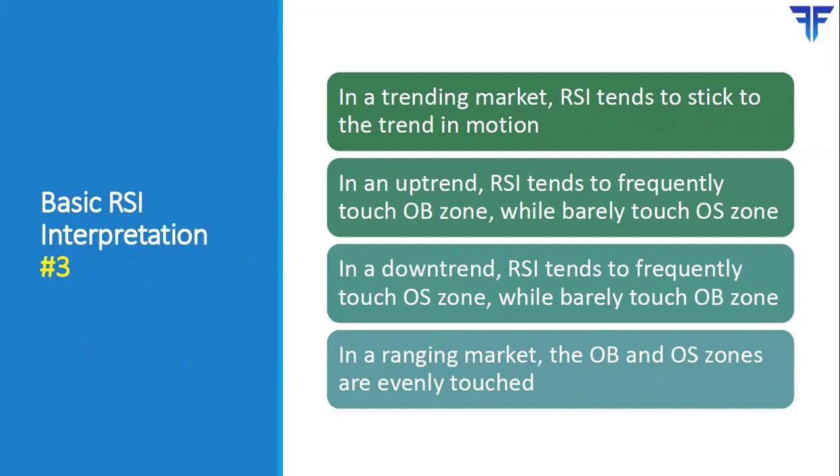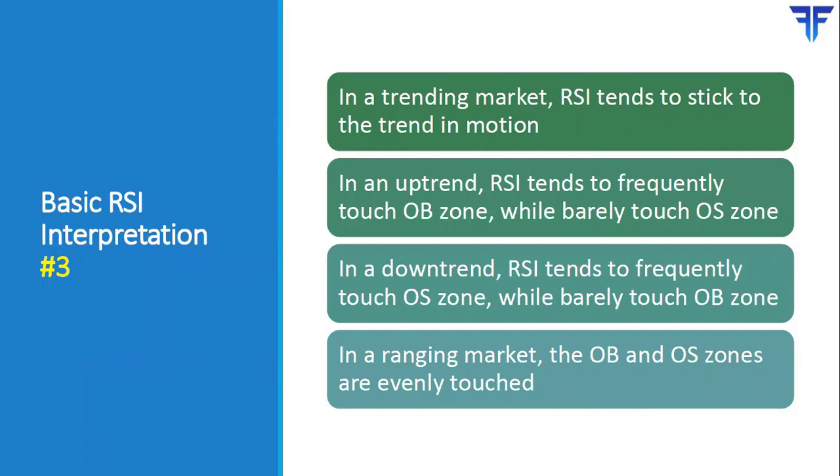So when the market is consolidating, when there is no clear trend that is evident, you will notice that the overbought and oversold zones are evenly touched. So whenever the RSI rises to overbought, you'll see the price topping out and declining. And whenever the RSI falls to oversold zone, you'll see the price bottoming out and starting to rise. So in a ranging market, in a market that is in a sideways trend or consolidating, you will see that the overbought and oversold zones are sort of evenly touched.